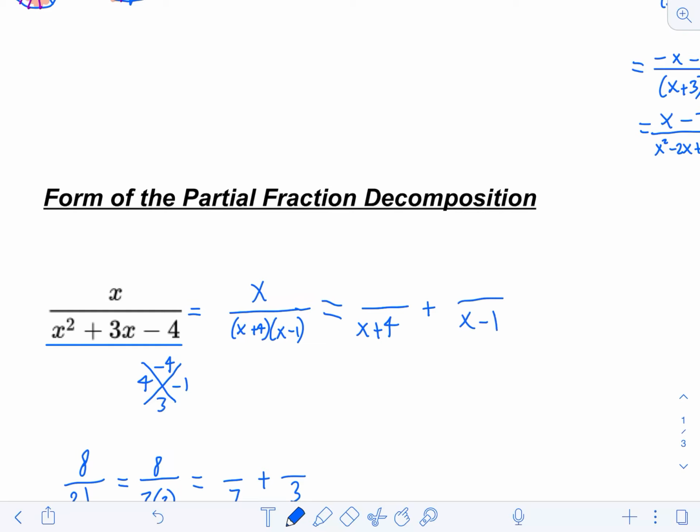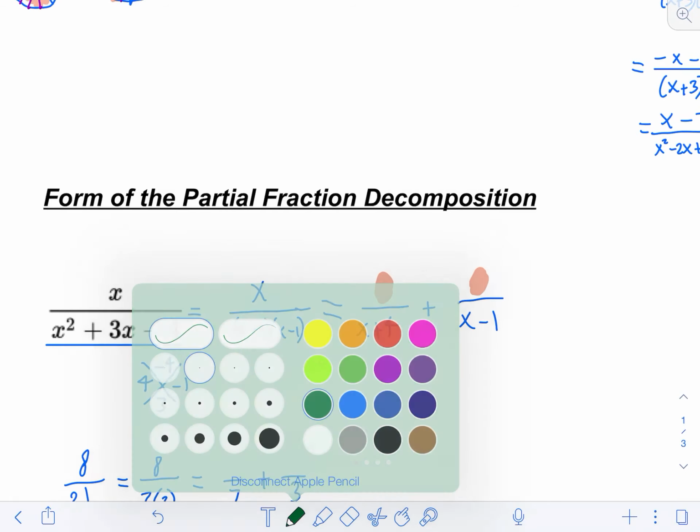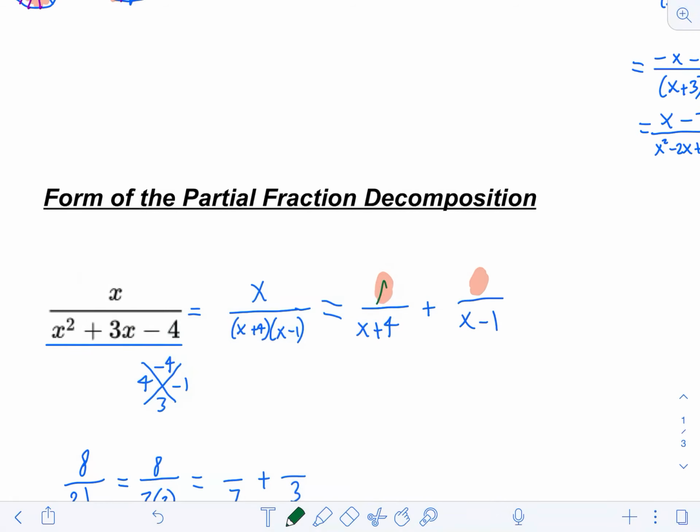We don't know what goes on the top. This top part is a mystery, and that's what we're going to be spending our time working on, finding out with partial fraction decompositions. Because it's a mystery, we do have names for them. We're going to call this capital A and capital B. We could call it anything we want. I'm going to go with capital A and capital B because, as you'll see a little bit later, we have a bit to do with matrices here.